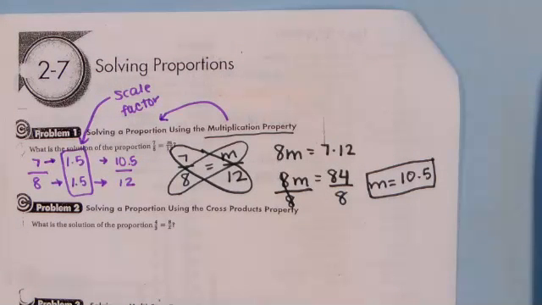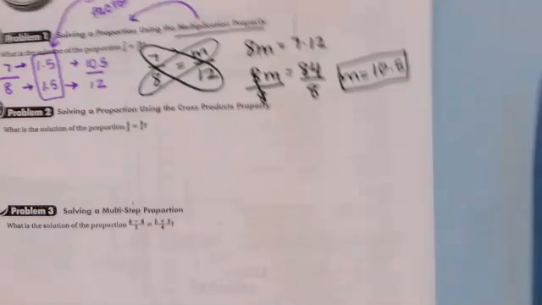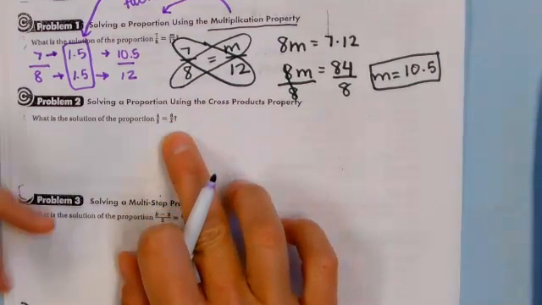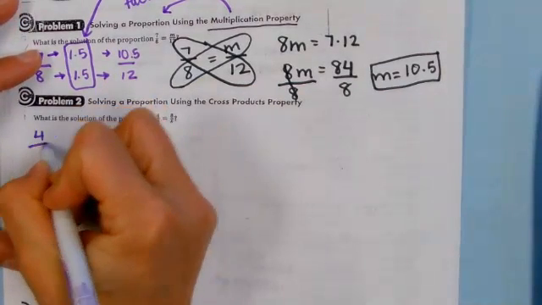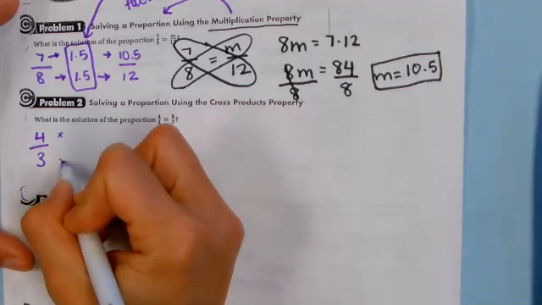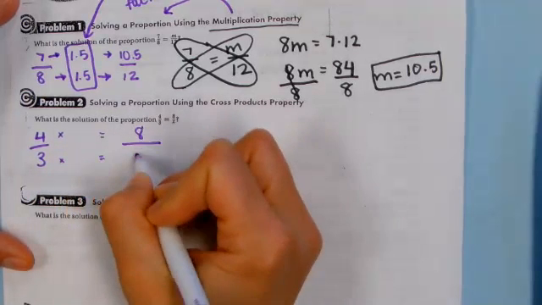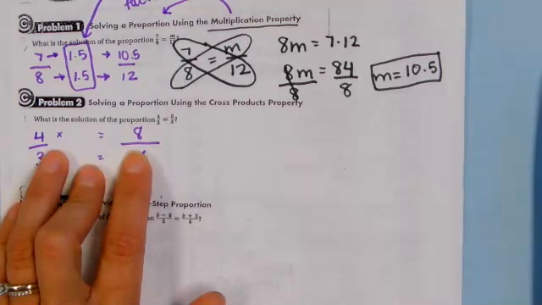So the next one says what's the solution of the proportion 4/3 equals 8 over x. So it's saying 4/3 is equal to 8 what? So for the multiplication property, you do this, 4/3. And then you're trying to multiply by something, the scale factor, to get 8 over x. Well, in this case, you have 4 and 8.